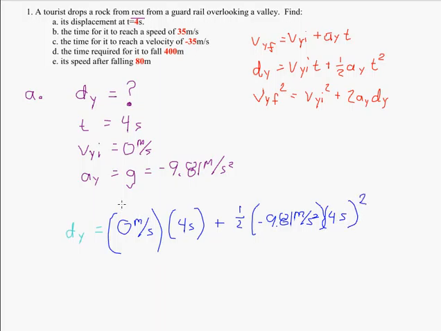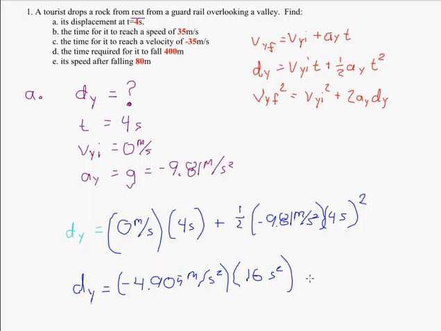Now, you'll notice this term cancels out. You get a much simpler looking thing. Dy equals negative 4.905 meters per second squared. That's just 1/2 times this. Times what's 4 squared? That's going to give us 16 seconds squared. Okay, I have a calculator next to me. I'm going to plug that in.